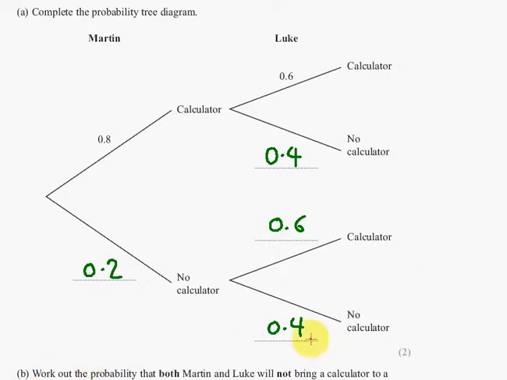Now, part A is worth 2 marks. Let's have a quick look at the mark scheme. So you get 1 mark for having Martin's probability correct, and a second mark for having Luke's probability correct. So if you'd only got one of Luke's correct but the rest wrong, and Martin's wrong, you wouldn't get any marks, in fact. Okay, so first mark comes from Martin's being correct, second mark comes from Luke's being correct.